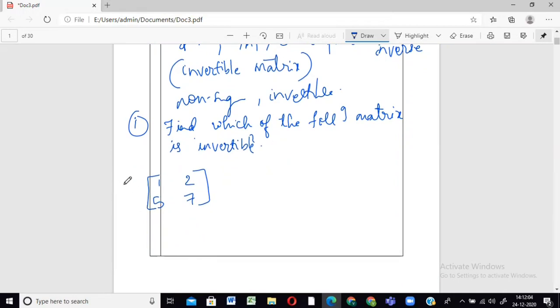Suppose we name this as A, all right? Let A be this matrix 1, 2, 5, and 7. Then we'll find out its determinant. How will we find out its determinant? We'll write a determinant like this. A matrix is always written in square brackets, but a determinant is written with straight lines. Please remember, don't confuse the two. A matrix we always write in square brackets, and a determinant is always inside those two straight lines.